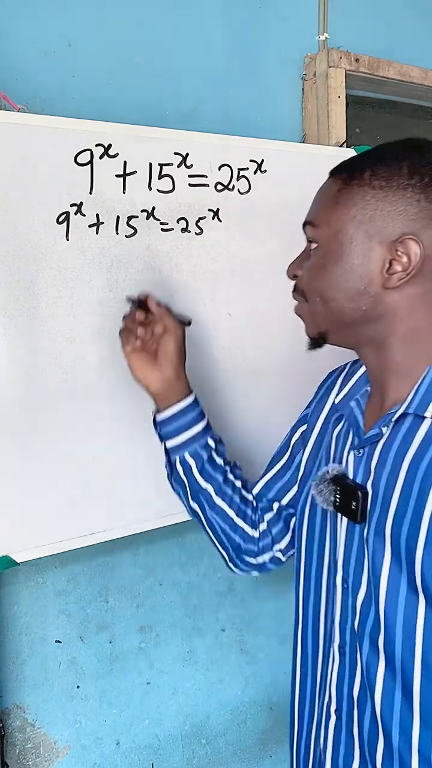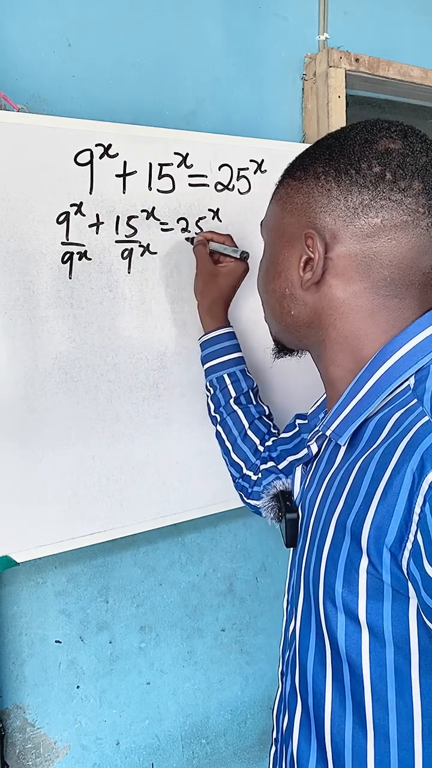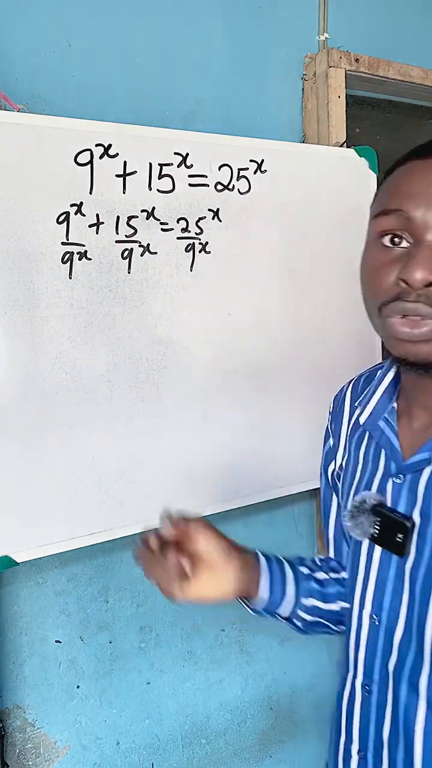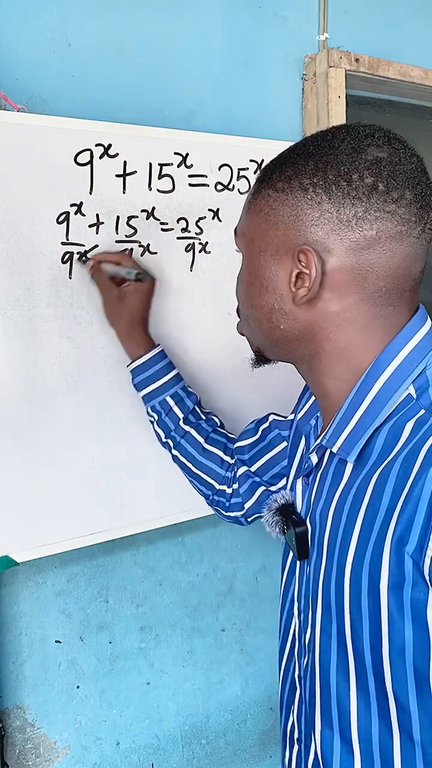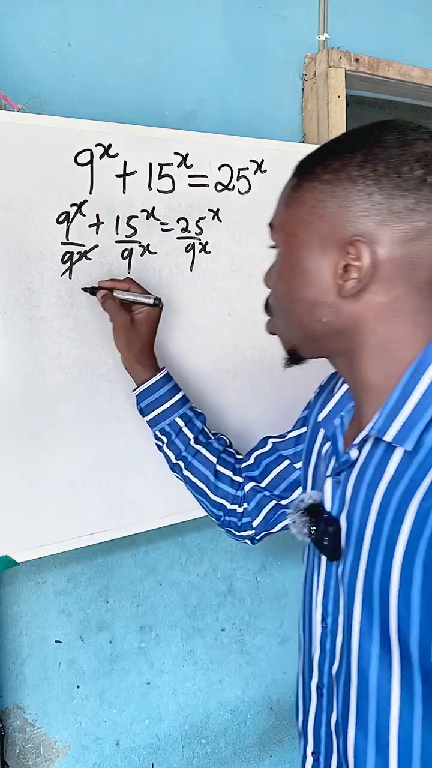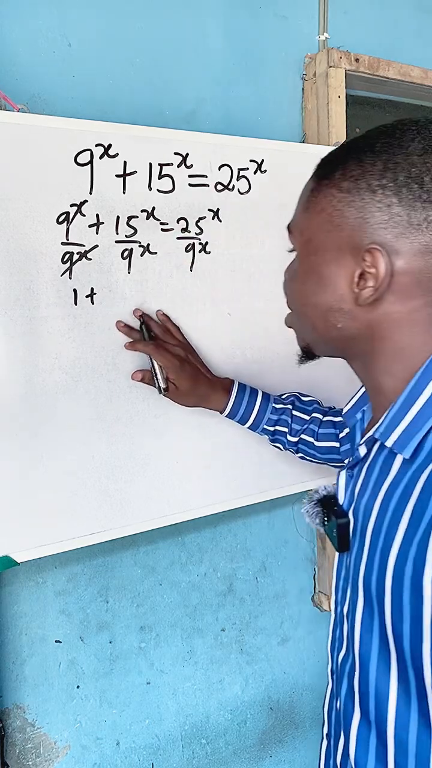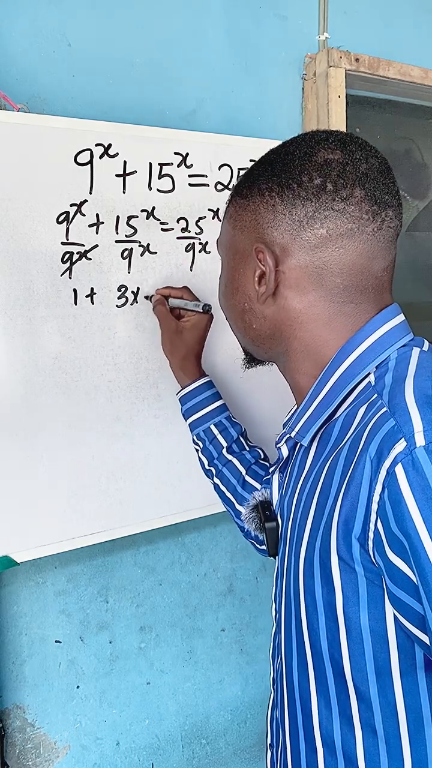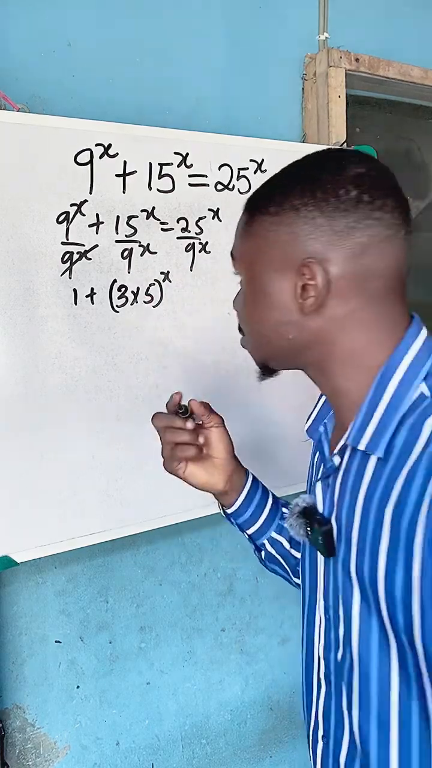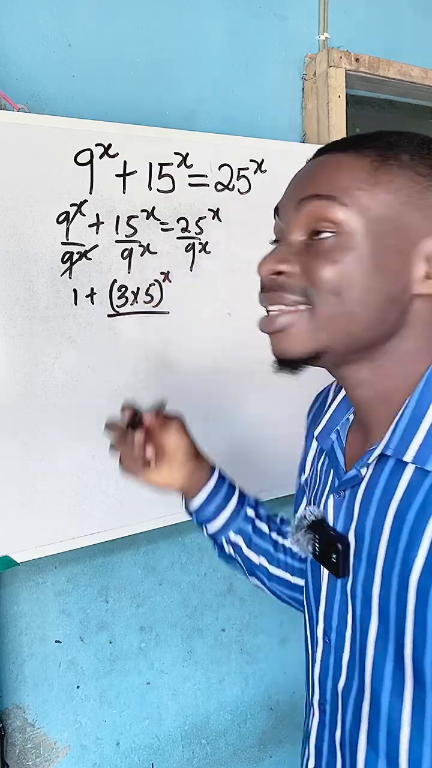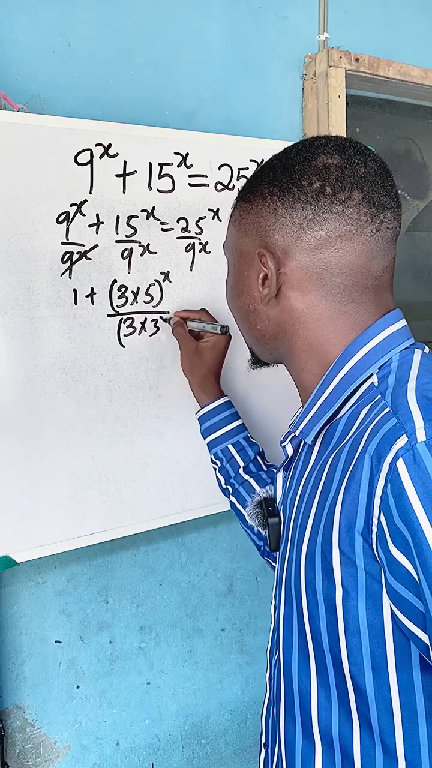As I said earlier, divide here by 9 to the power of x, divide here by 9 to the power of x, divide here by 9 to the power of x. So by so doing, we notice that 9 to the power of x divided by 9 to the power of x becomes 1. So now this becomes 1 plus 15, and this 15 can be expressed as 3 times 5, all to the power of x, because 3 times 5 is 15. Divided by 9, which can be expressed as 3 times 3, all to the power of x.